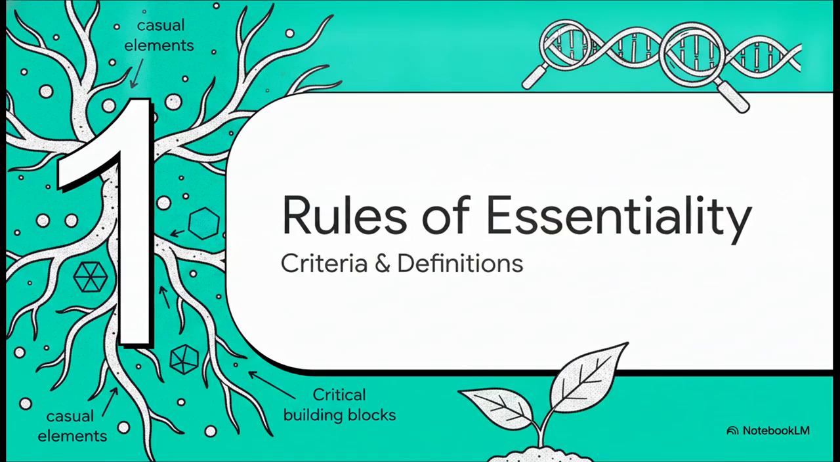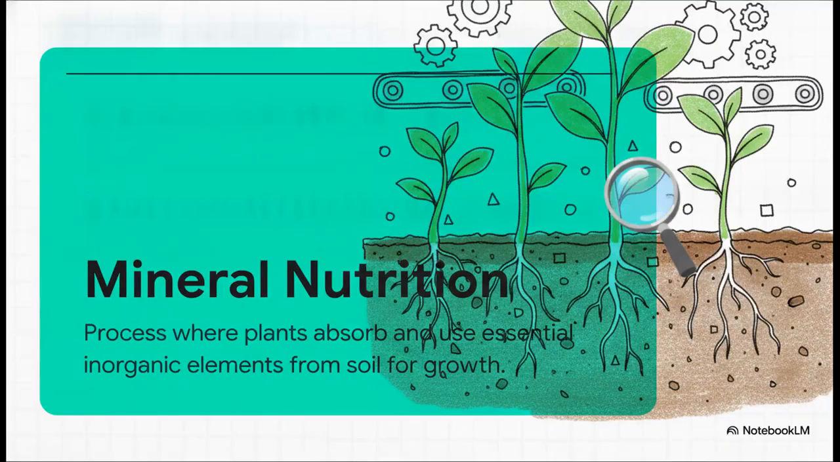Section 1. The rules of essentiality. So to really get this system, we first need to lay down the absolute basics. Mineral nutrition is basically the process where plants absorb and utilize essential inorganic elements from the soil for their growth, development, and metabolism. I want you to picture plants as nature's ultimate biochemical factories. They don't just eat dirt.